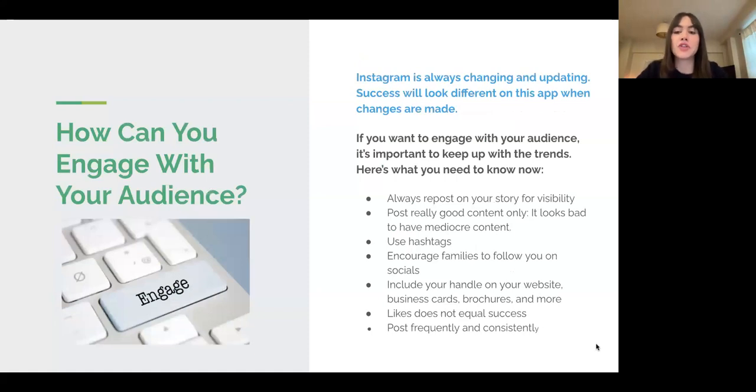How can you engage with your audience? If you really want to engage, it's kind of important to keep up with the trends. Here are some things that you should know. Always repost on your story for visibility. Absolutely. Post really good content only. If it looks bad or if you have mediocre content, don't post. For instance, if it's a blurry picture, if it doesn't tell your story, if it's not Montessori relevant, avoid posting it. Use hashtags. This is a great way to improve engagement.